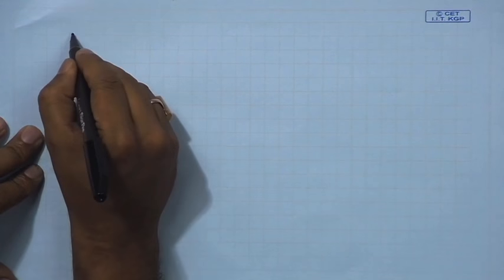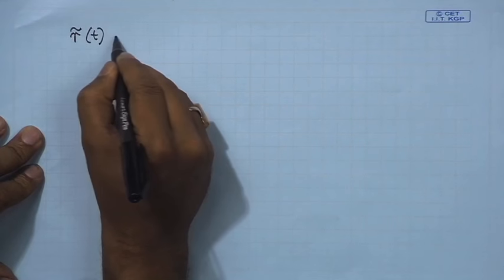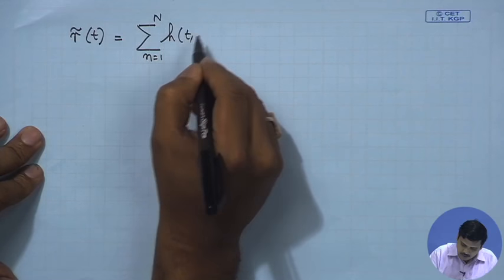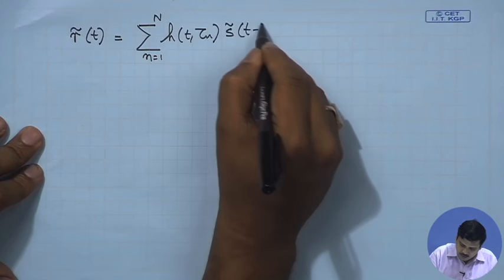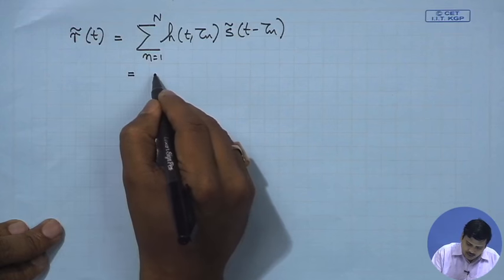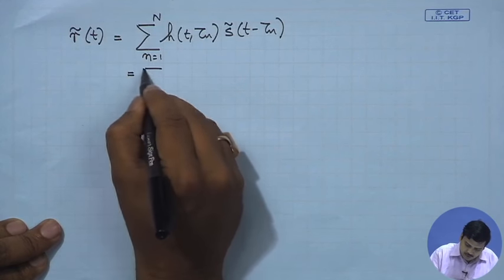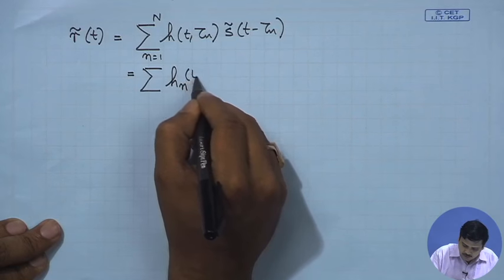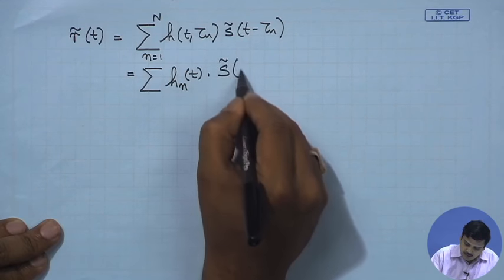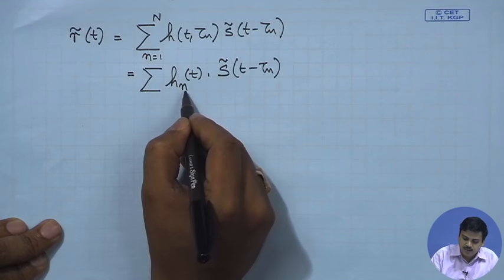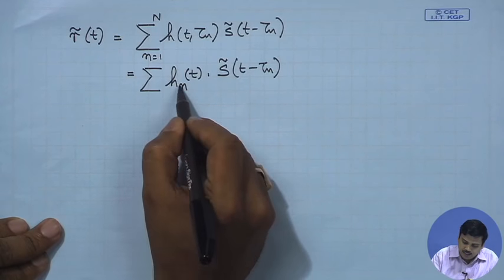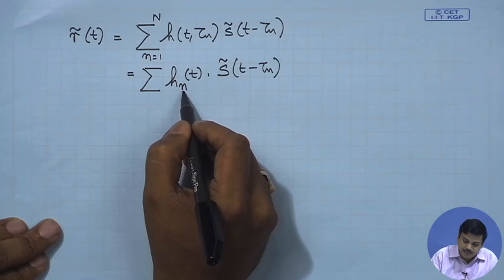So when we write that r tilde t is equal to the sum over n equals 1 to capital N of h of t comma tau n times s tilde t minus tau n, instead of having tau n written over there, we could easily write it as h n of t, because this is dependent on the nth path, multiplied by s tilde t minus tau n. The n gets reflected in the phase where you have f c tau n. So tau is getting multiplied. In that case, we are suffixing n to indicate the nth path.